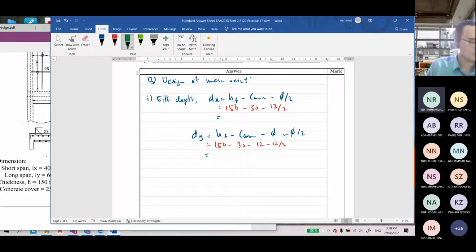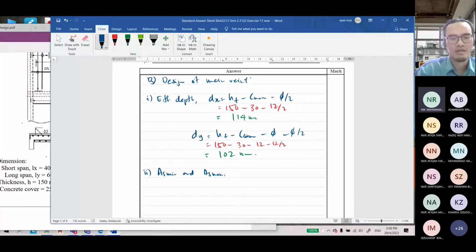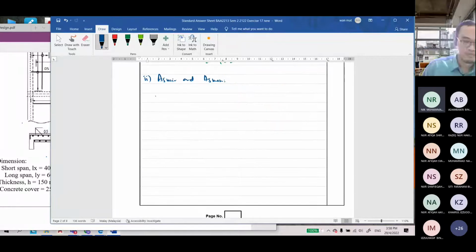Any answer? 114 mm, dx is 114. Okay, good. And then dy? 102. Okay, thank you. And then as usual, As minimum and As maximum. Let's familiarize ourselves with this one, because you can score marks here.